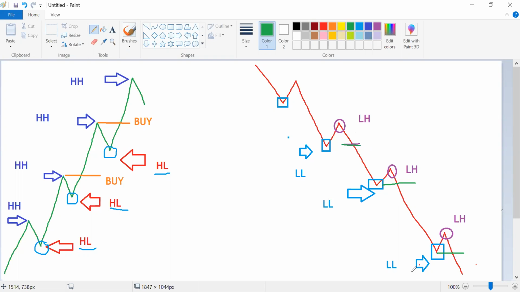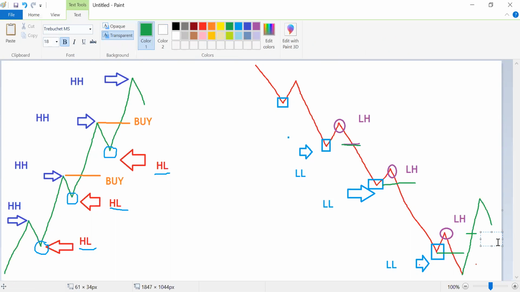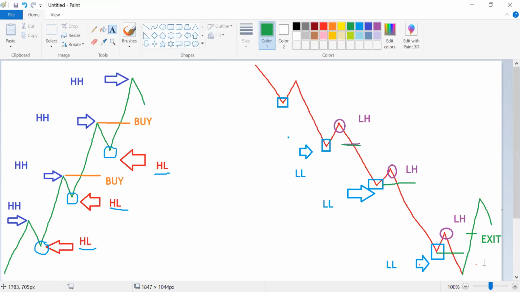And when will you exit? When it breaks the swing high. So suppose you shorted and it goes up from here, and then comes over here, it crossed this swing high, right? So you will exit over here. Is this clear? Entry is clear, exit is clear.